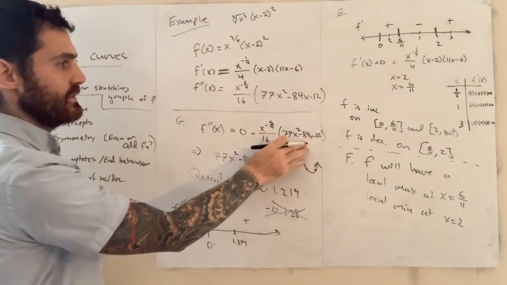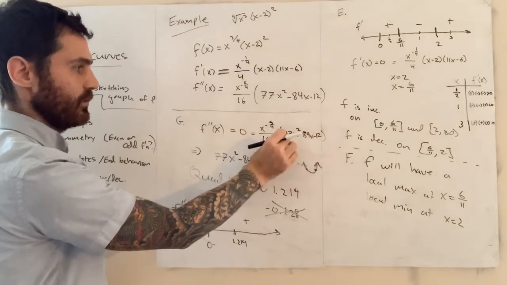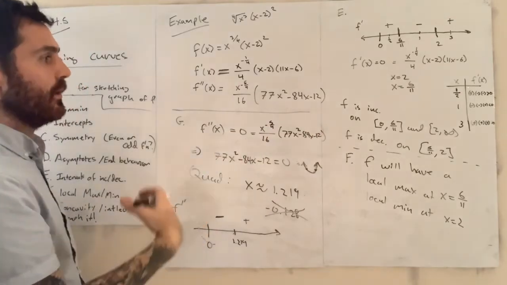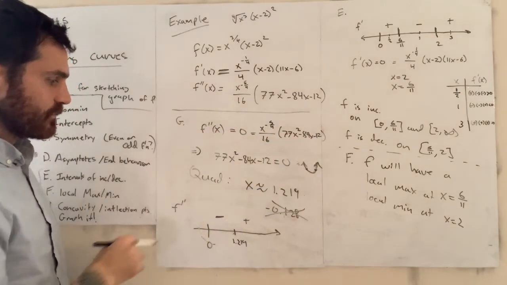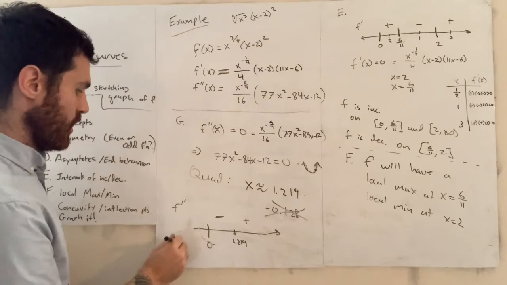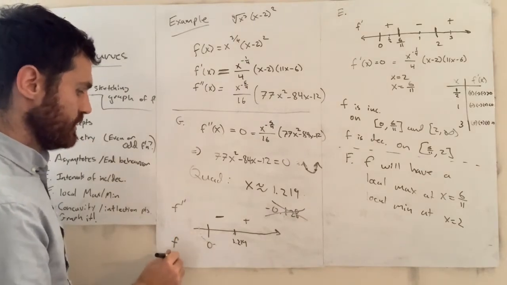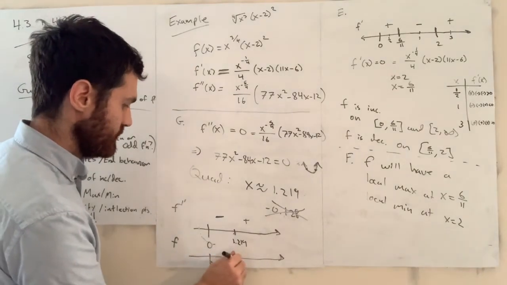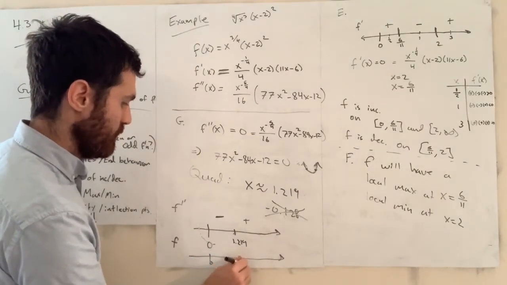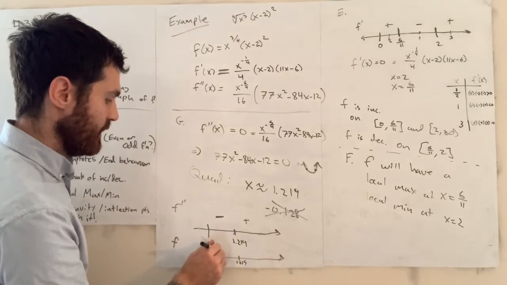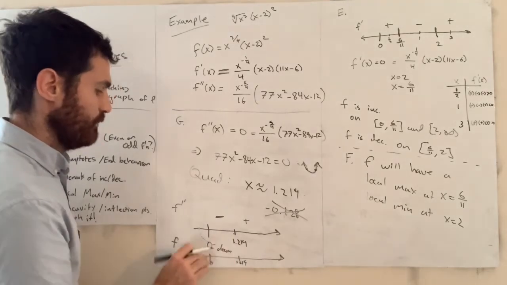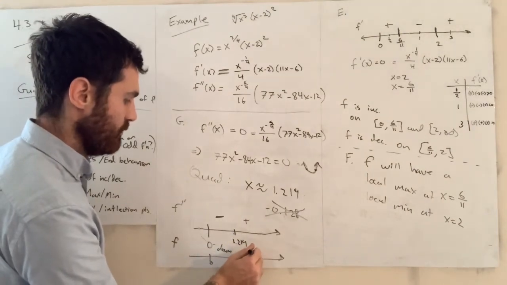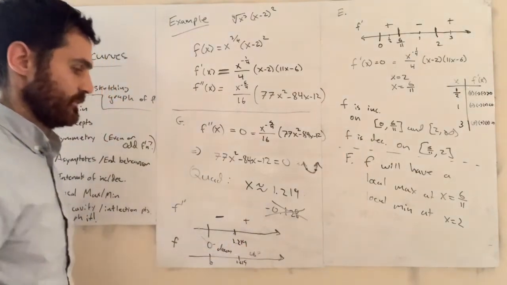Actually, it's pretty easy to see that 1 is going to be negative. You're going to get 77 minus 84 minus 12 and then 1 up here. Going to give you a negative number. So you're going to get negative and then positive. What does that mean about your function? It means that from 0 to this point here, it's going to be concave down or below all its tangent lines, and then concave up or above its tangent lines.